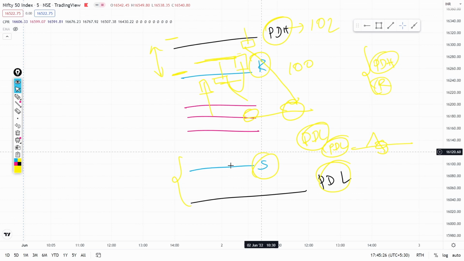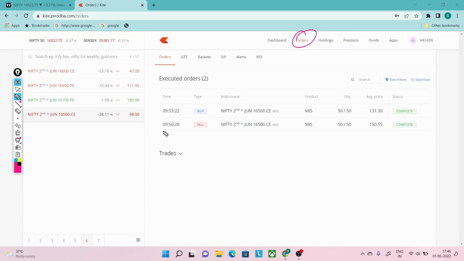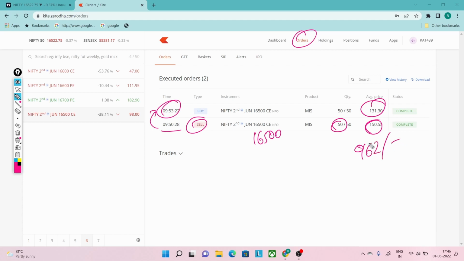Now let me go into the Zerodha account and show you the positions that I have taken and the order book, and let's see the timings at which our orders were executed and how much profit we made from this trade. This is the position, guys. As you can see, we made a profit of almost 962 rupees. Let us go into the order book. As you can see, at 9:50 we shorted the 16,500 call, 50 quantities at 150 rupees, and after 3 minutes, at 9:53, we bought back at 131 rupees, making an overall profit of 962 rupees. So this is the trade today, guys.